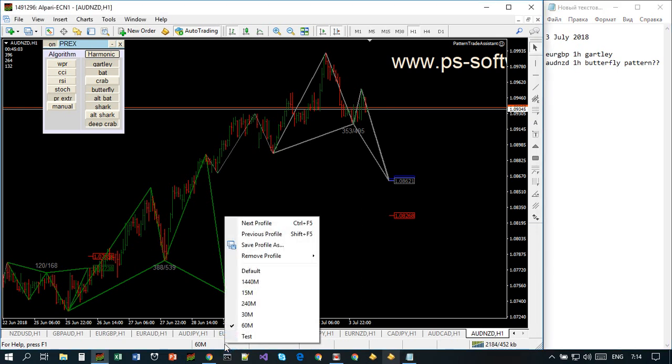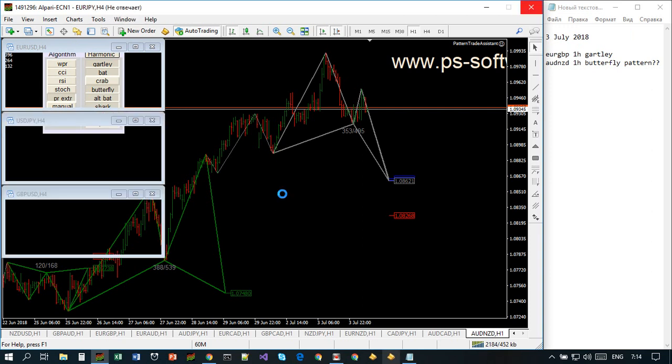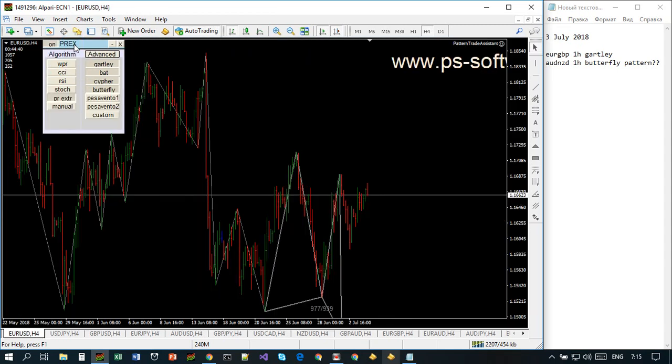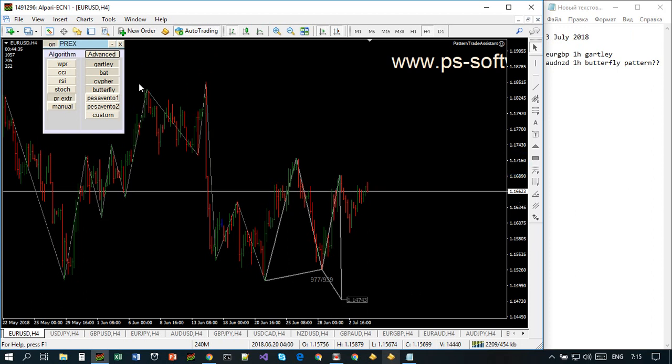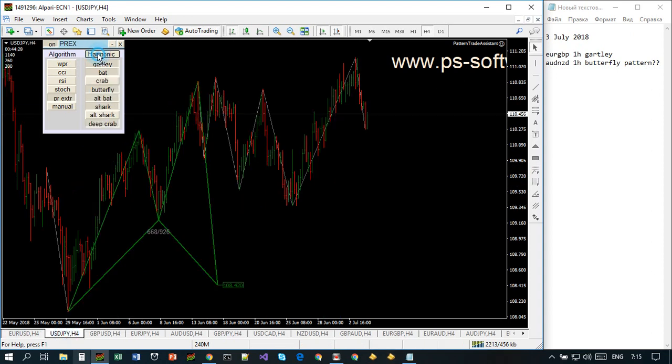Okay, now let's switch to 4 hour. Just go 240, wait until it loads, and the rest will be the same. Here they are. Euro dollar, potential butterfly very far from completion, and a deep crab from a harmonic perspective. Nothing yet. Dollar yen, nothing.